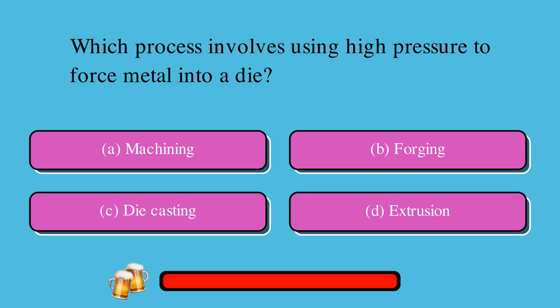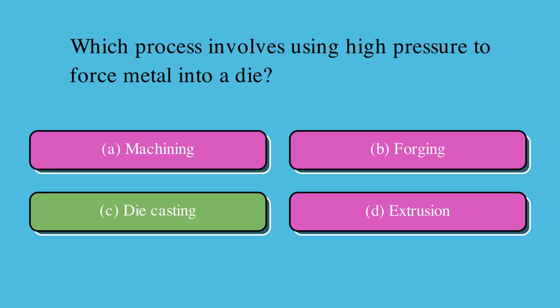Which process involves using high pressure to force metal into a die? A. Machining, or B. Forging, or C. Die casting, or D. Extrusion? The correct answer is C. Die casting.